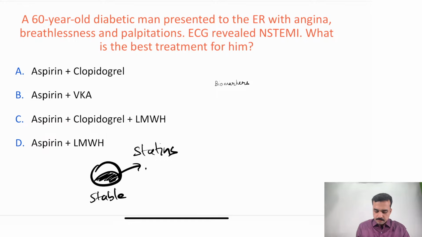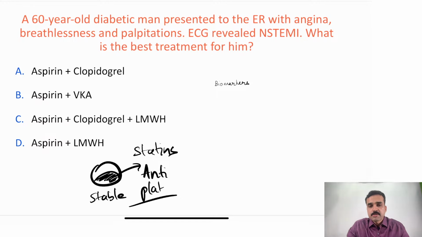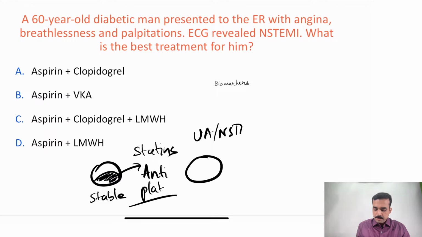You will also give them antiplatelets, just to make sure that even if there is a small rupture, there is not going to be any aggregation of platelets there. What if it's an unstable angina or NSTEMI? That means this plaque has now ruptured, and because it has ruptured, it has exposed its internal contents to the plasma, and that is why the inflammatory cells would be activated and platelets would be activated.